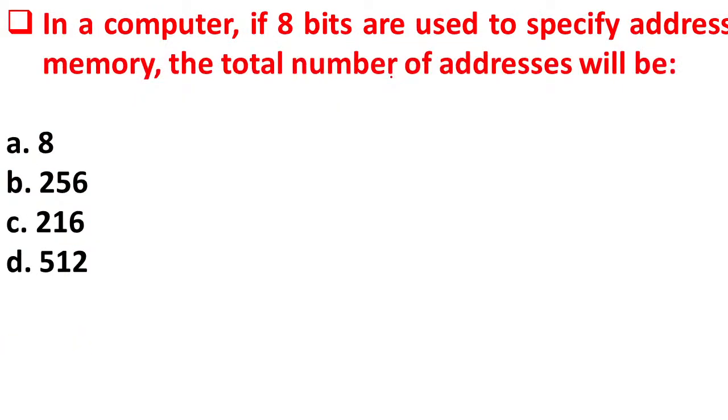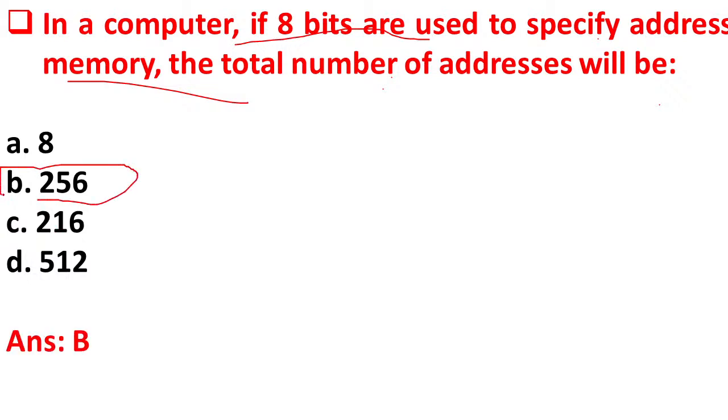The next question is, in a computer if 8 bits are used to specify an address in memory, the total number of addresses will be option A 8, option B 256, option C 216, option D 512. So here the right answer is option B, 256.